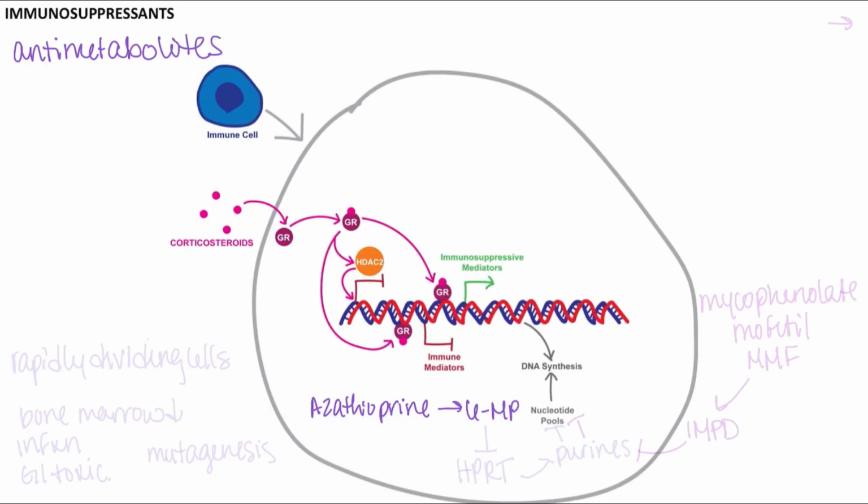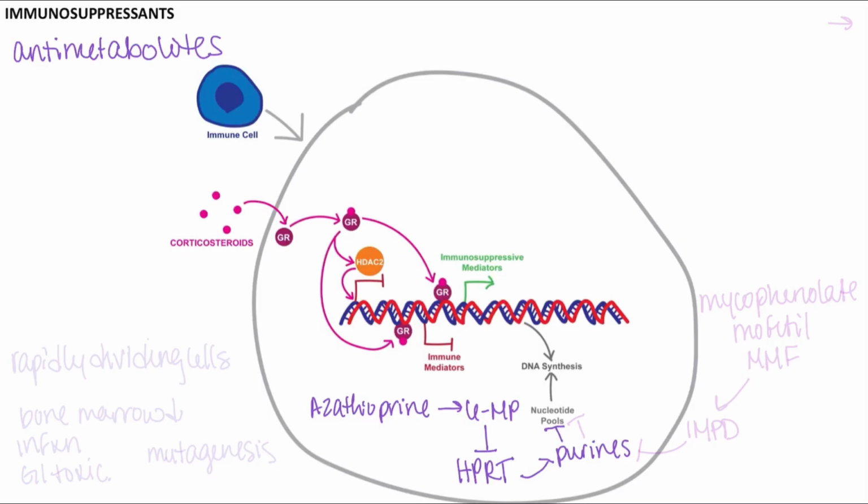And this will act to inhibit a number of enzymes involved in that purine synthesis pathway, and they will competitively inhibit those enzymes. One example is hypoxanthine phosphoribosyl transferase. So this will prevent that synthesis of new purines. This will deplete those purine nucleotide pools, inhibiting immune cell proliferation, leading to immunosuppression.